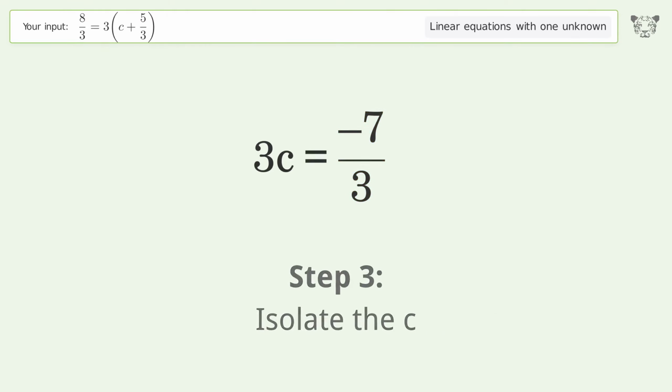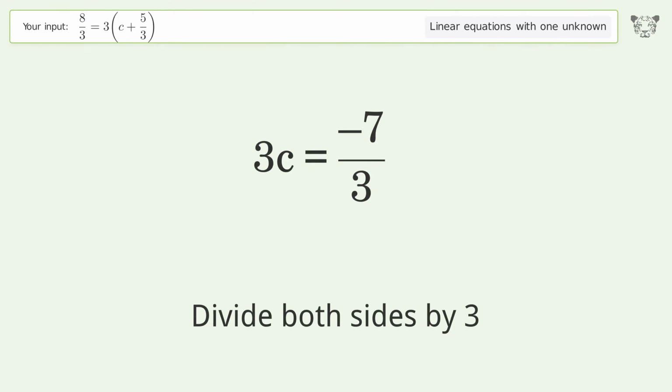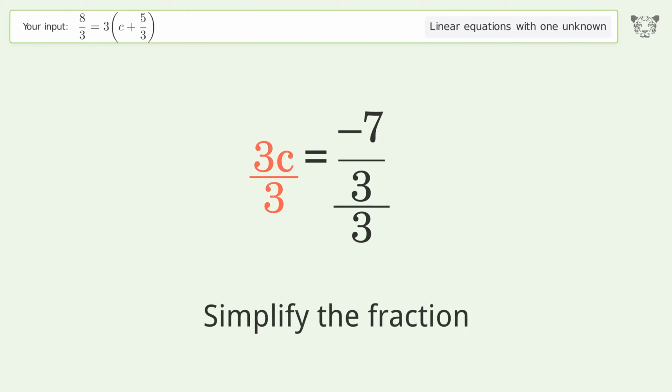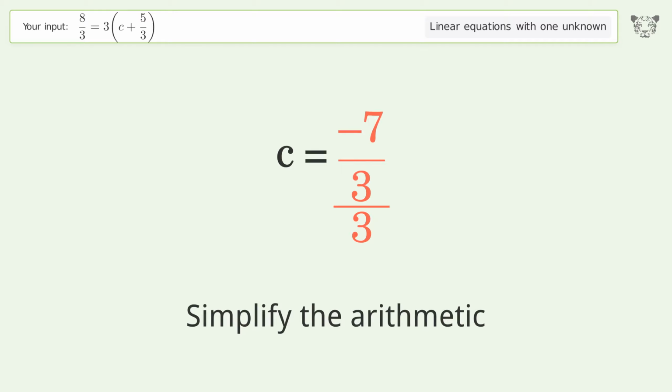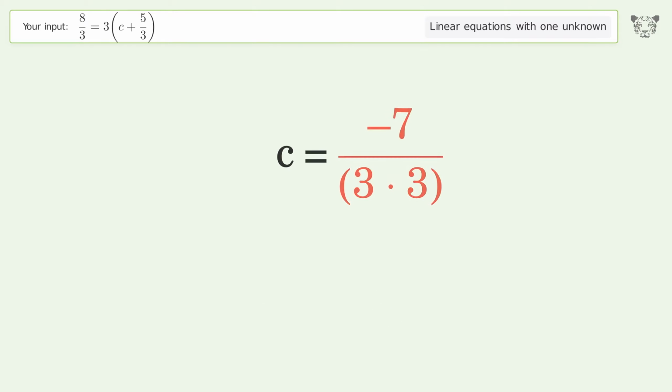Isolate the c. Divide both sides by 3. Simplify the fraction. Simplify the arithmetic. And so the final result is c equals -7/9.